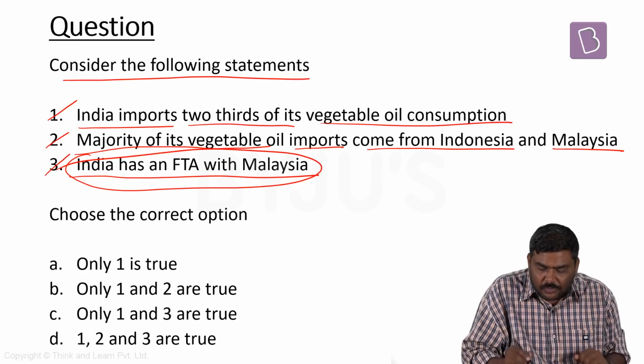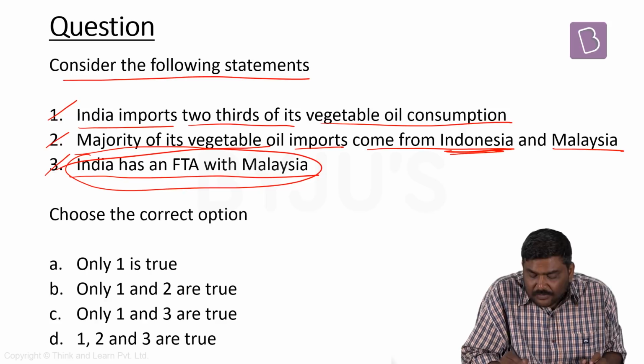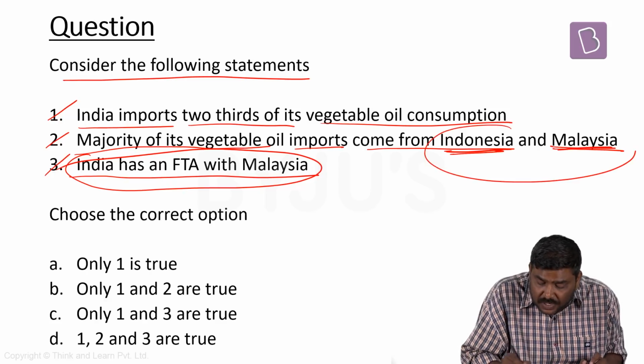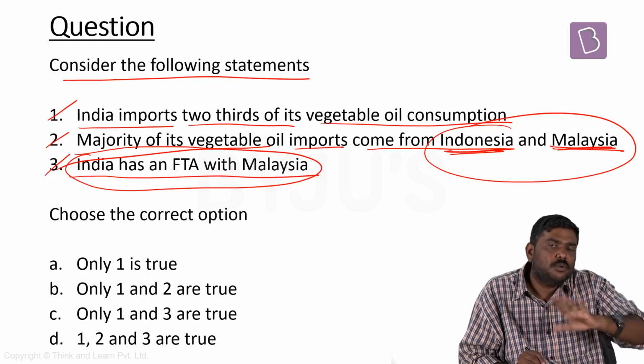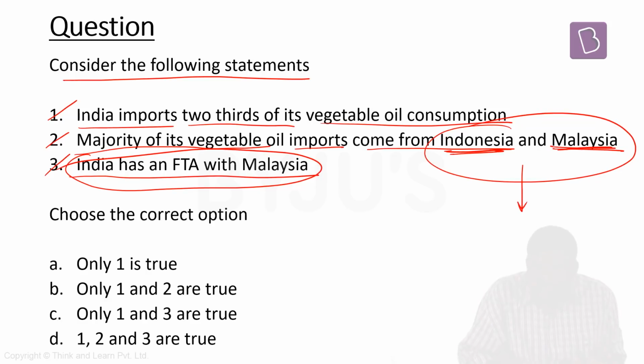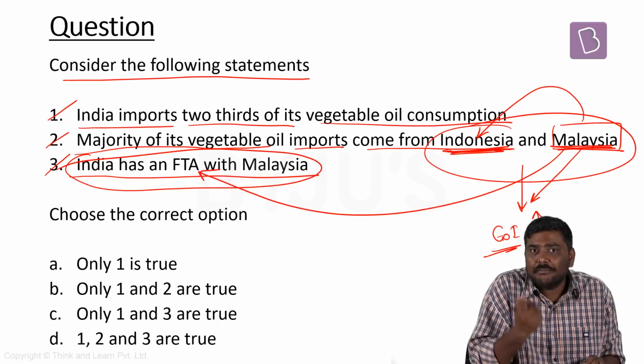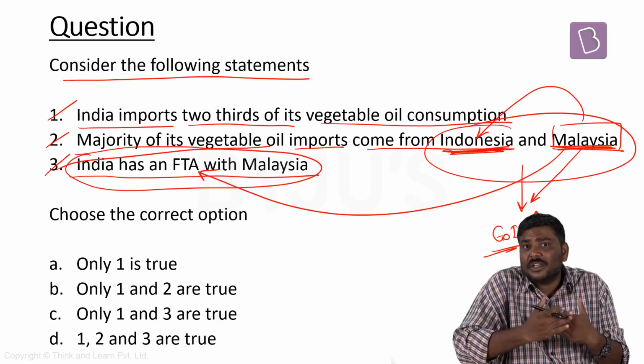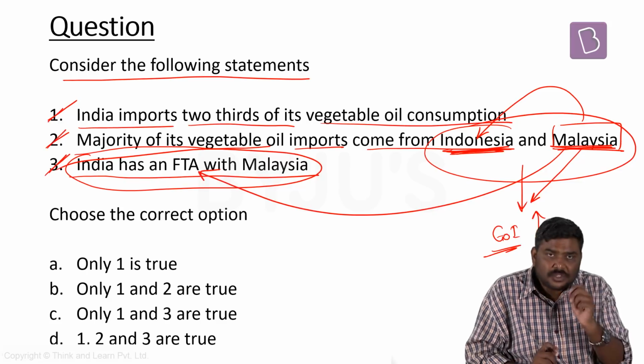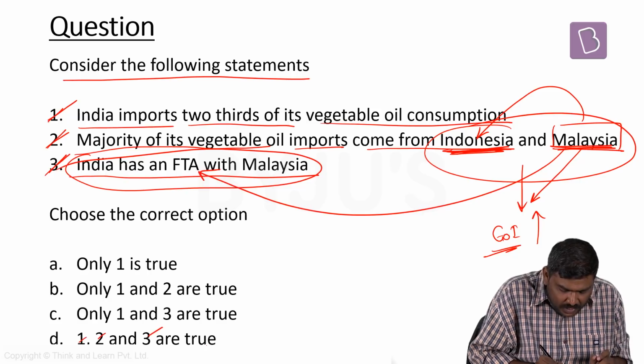As already mentioned, the majority of oil imports, especially vegetable oil imports, come from Indonesia and Malaysia. But very recently these two countries were in discussion with respect to the vegetable oil imports in India. What is the discussion? As already mentioned, the Government of India increased its tariff on the import of palm oil from Malaysia. And Malaysia enjoys certain privileges with respect to exports of these vegetable oils when compared to Indonesia. For a simple reason, Malaysia has an FTA with India, that is, a free trade agreement. Under this FTA, Malaysia enjoys certain privileges with respect to export of these oils to India compared to Indonesia. So based on this discussion, option D, 1, 2 and 3 are true.